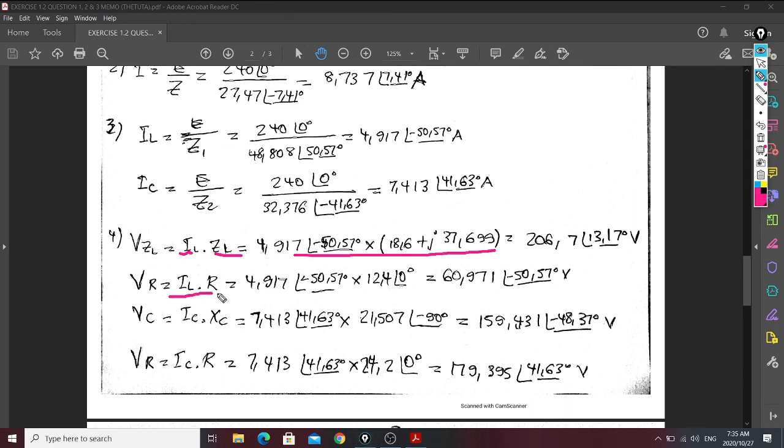For VR, you apply Ohm's law again, IL times R, you put it, but remember a pure resistor is always at the angle of 0. Okay, for VC it's going to be IC times XC, and then you take your IC, but remember a pure capacitor is always at the angle of minus 90, and when we say pure, it's only when you are focusing on the capacitor. And then you do the same for the resistor, and the pure resistor is always at the angle of 0, and that's it, straight and simple, straightforward, as you can see.